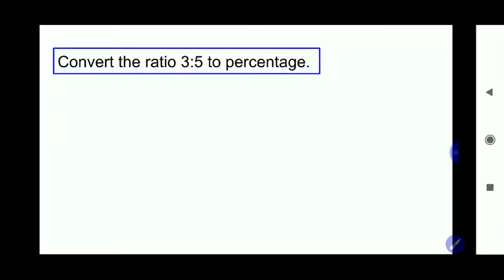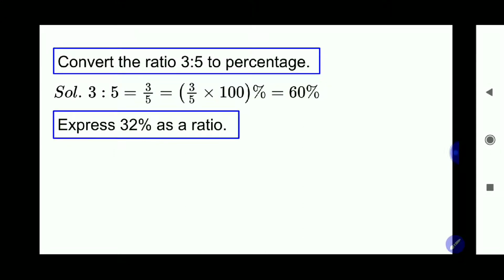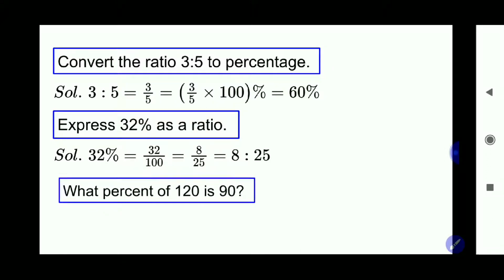Convert the ratio 3 is to 5 to percentage. Very simple question. 3 is to 5 means 3 by 5. So 3 by 5 means 3 by 5 into 100 percent. It is 60 percent. Express 32 percent as a ratio. 32 percent means 32 by 100. By simplification, it is 8 by 25. Hence, the ratio is 8 is to 25.